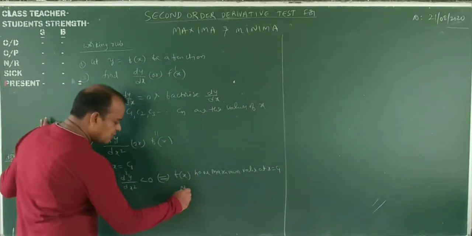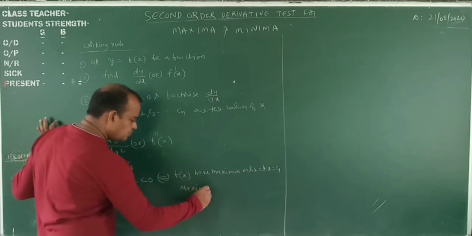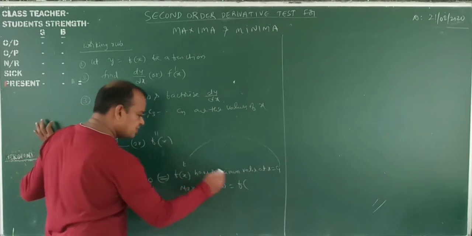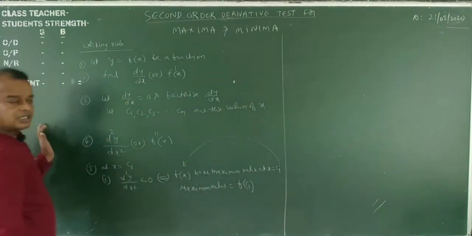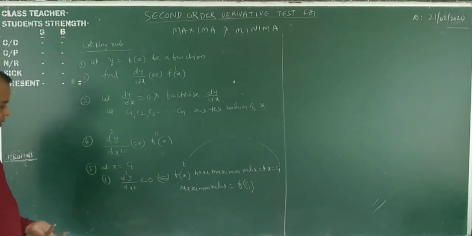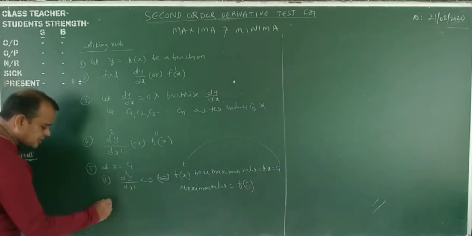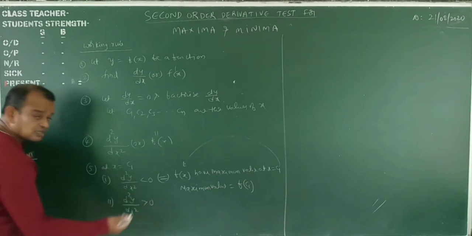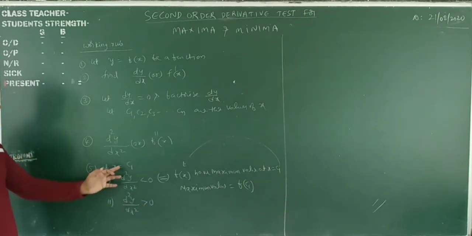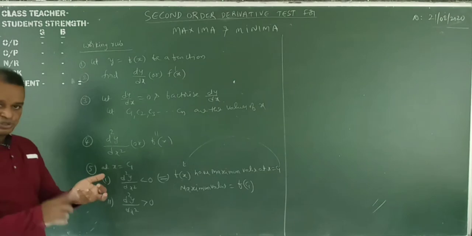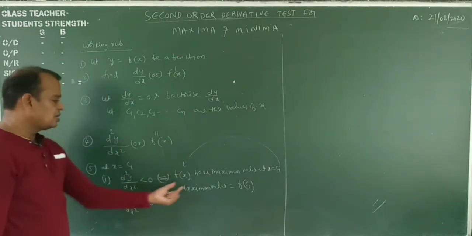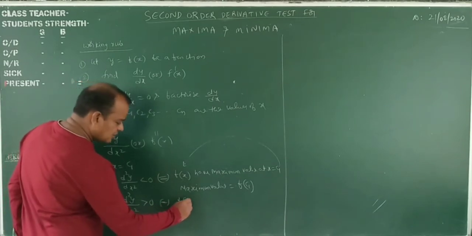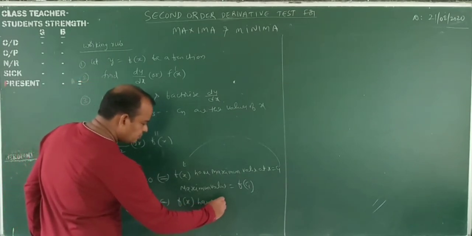Therefore, maximum value is equal to f of c1. That c1 value, substitute in this one. Suppose at x is equal to c1, d square y by dx square is positive. Whenever this value is substituted, there are three cases: positive, negative, or 0. Negative means 100% maximum. Positive means 100% f of x has a minimum.